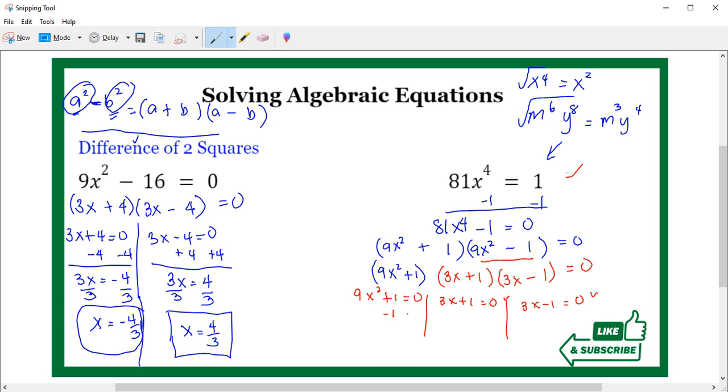So this is a minus 1, minus 1. So now you have 9x squared equals negative 1. We will divide by 9. Divide by 9. So now I'm going to put that somewhere here, okay, because I'm running out of space. So you have x squared, because the 9 will cancel out, negative 1 over 9.